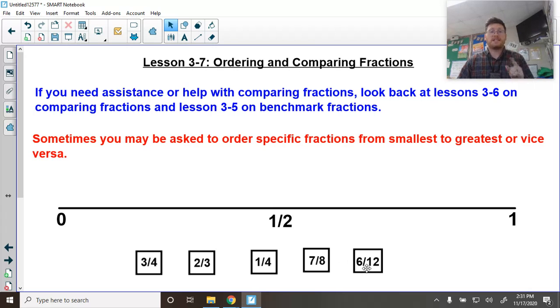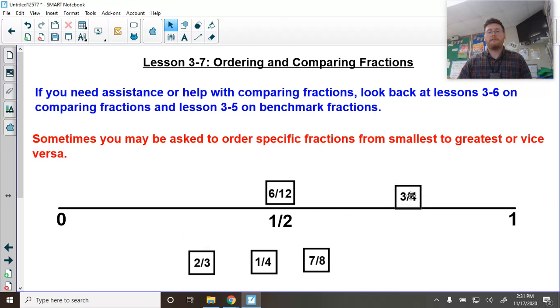Now I know that 6 is half of 12, so I can actually put that above the half. So guess what? You have 1 down. So now we have 4 left. So let's look at 3/4. If I were to break this up into 4 equal pieces, I would have 1/4, 2/4, 3/4, 4/4. So I'm going to put my 3/4 over here. For right now, it doesn't matter exactly where you put it, because I just want to put it in between these two benchmark fractions. All right, let's move on to 2/3.